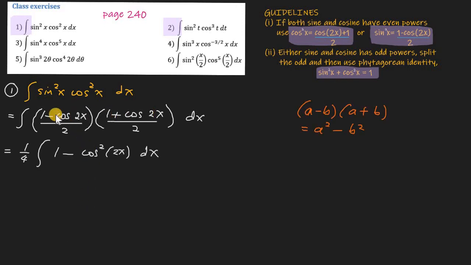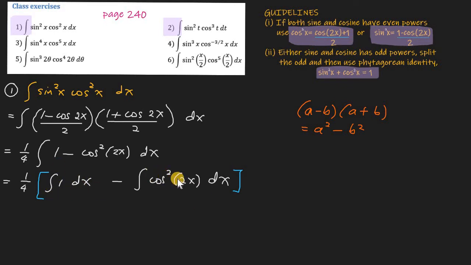To expand the numerator, consider using the formula (a minus b) times (a plus b), which is a square minus b square. So 1 square minus cosine square. The 1 on 4 we put in front. Then as we split it, now we can solve the integral.